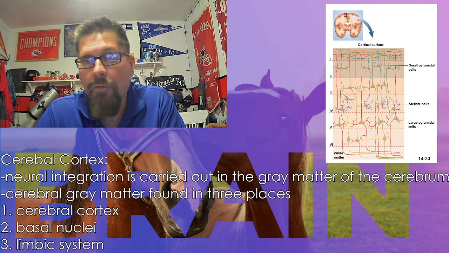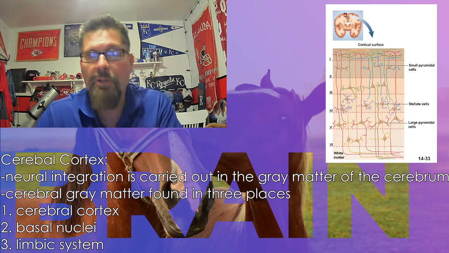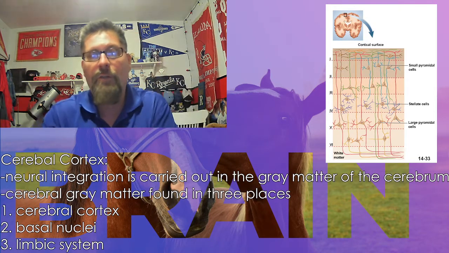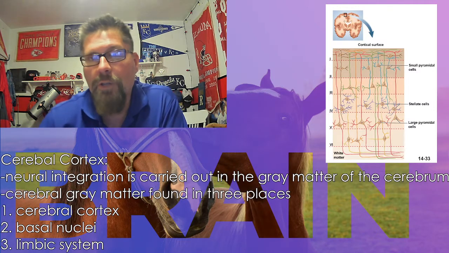But the 3 main sections where this gray matter is the cerebral cortex, as we mentioned. It's all that stuff on the surface, but then the basal nuclei and the limbic system, and the importance of those 2.